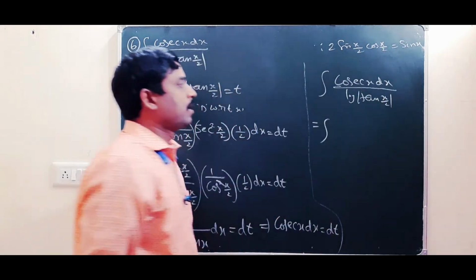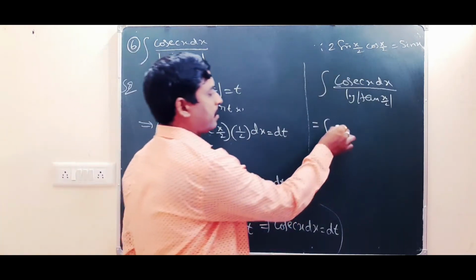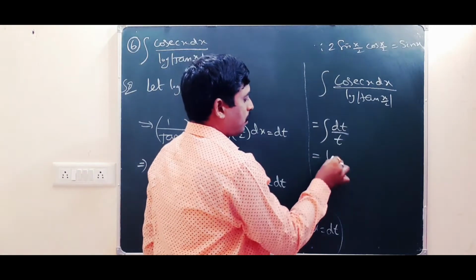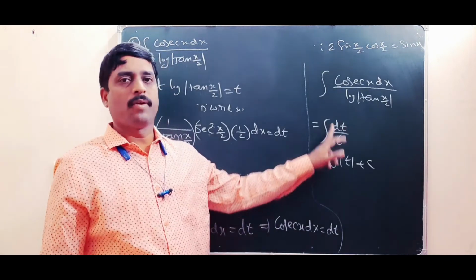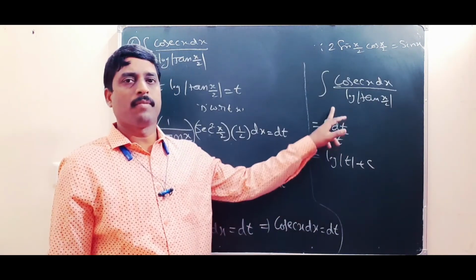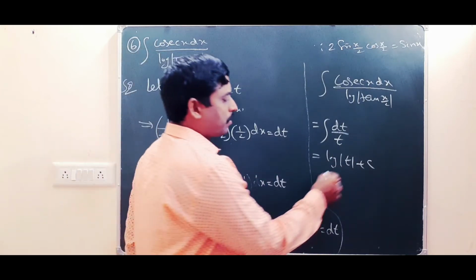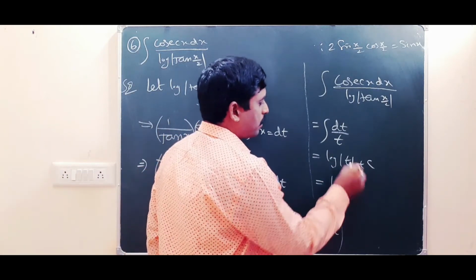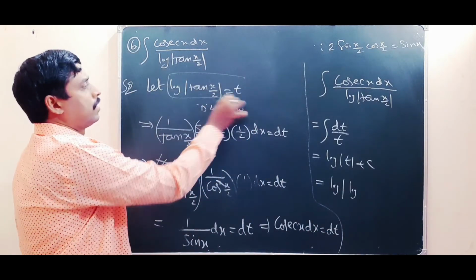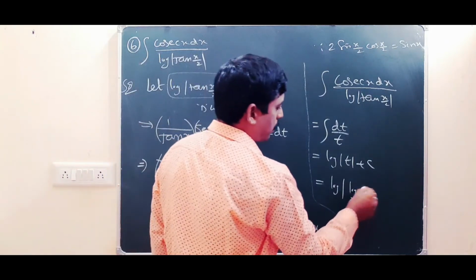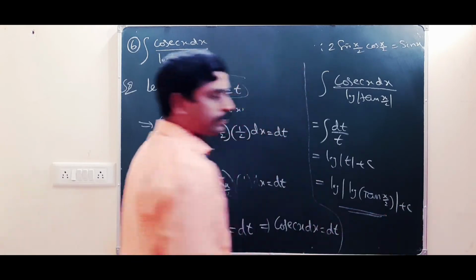Okay, now I say that if the denominator is t, then the numerator will be dt. So this is going to be log t. Differentiation of log t is 1 by t, so integration of 1 by t gives log modulus of t. In the place of t, we should write log tan(x/2). So log modulus of log tan(x/2) is the answer.